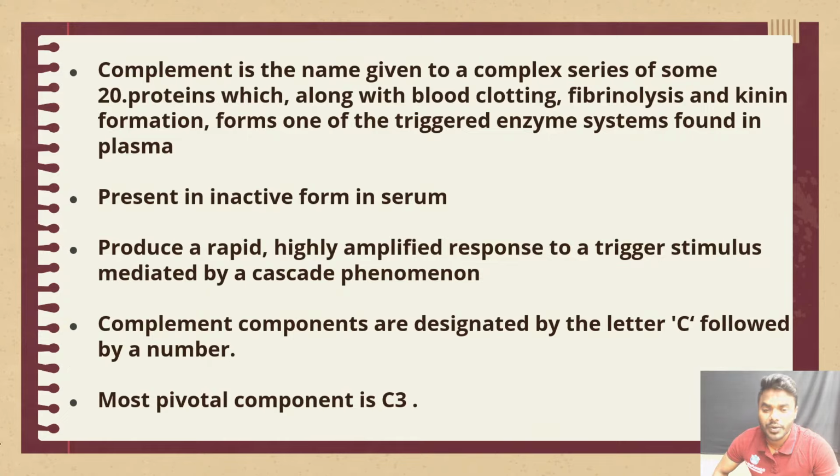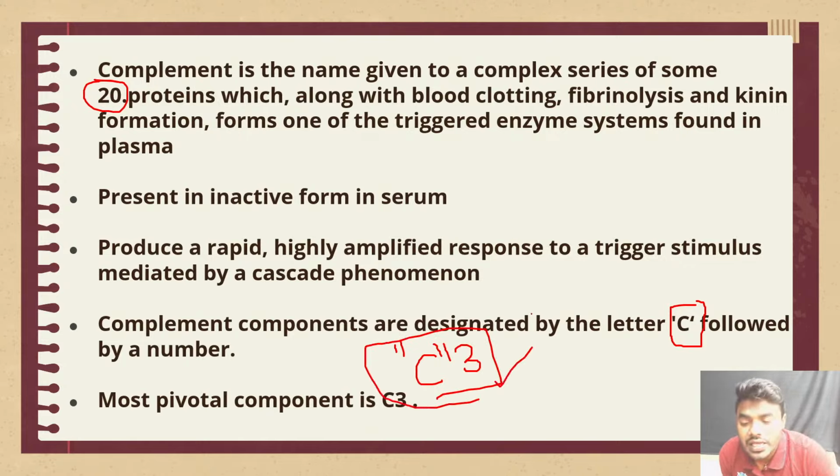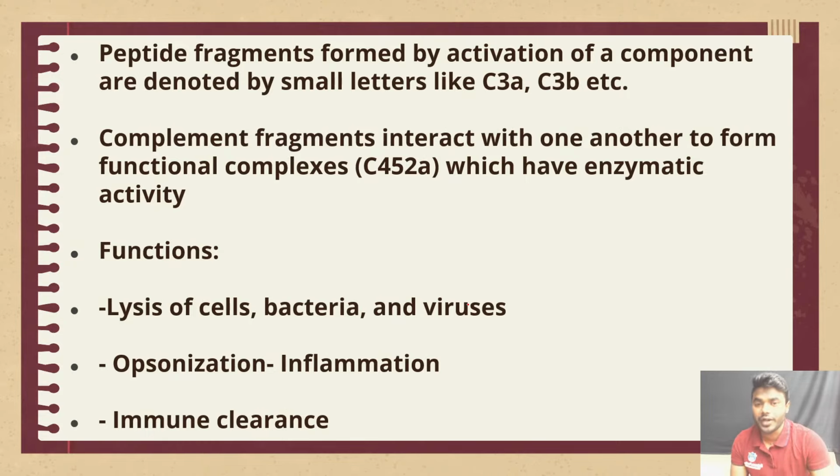And another most important point I want you to remember, friends, is that the complement components are designated by a letter C followed by a number. Friends, everyone listen to me carefully. I told you, there are 20 complement proteins. Among the 20 complement proteins, the most important complement protein among all is C3. Please kindly don't get confused. C3 is the most pivotal, most important complement molecule among all. Kindly do not get confused with this particular point.